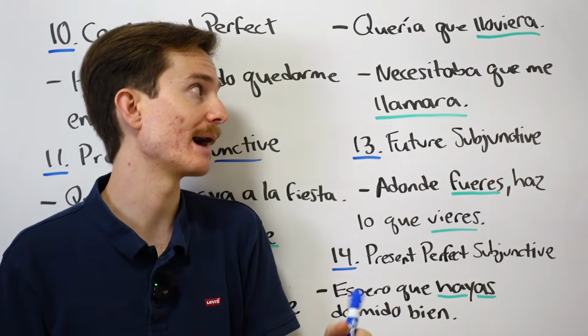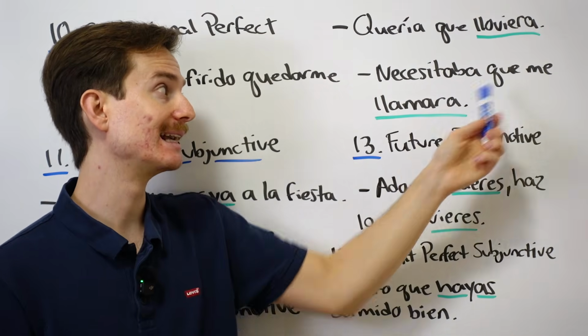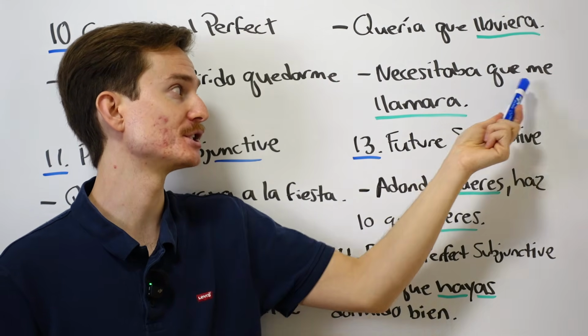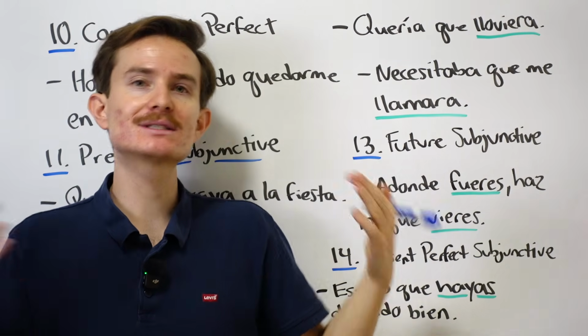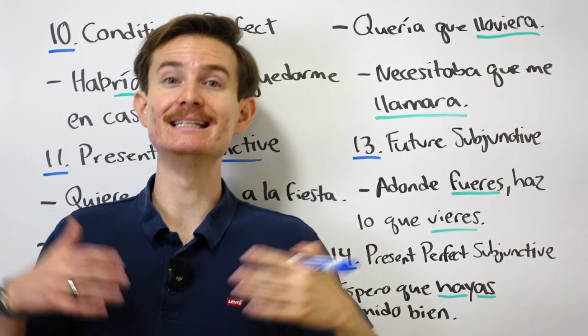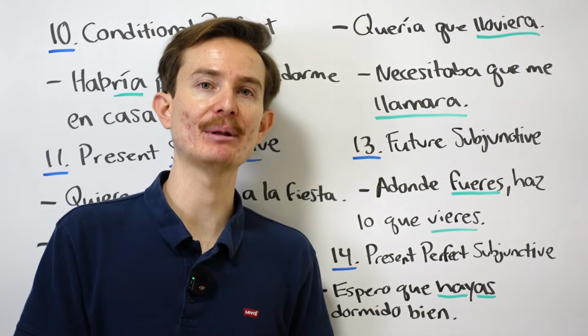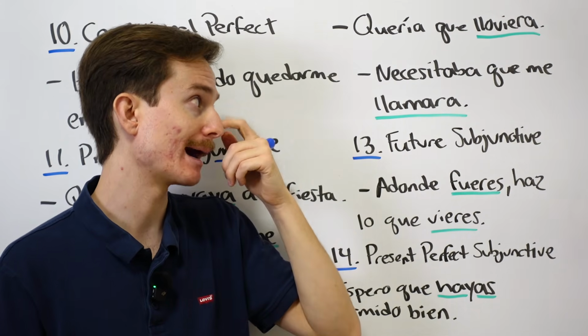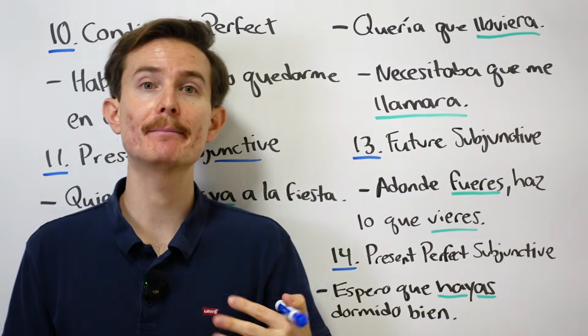Quería que lloviera, okay? Necesitaba que me llamara. I needed her to call me, okay? Or I needed that she were to call me. It wasn't a guarantee that she was going to call me. Just because I needed that doesn't mean that it was going to happen. There's doubt, and therefore we use the subjunctive, okay? Necesitaba que me llamara, okay? Careful here. It's not llamará, okay?